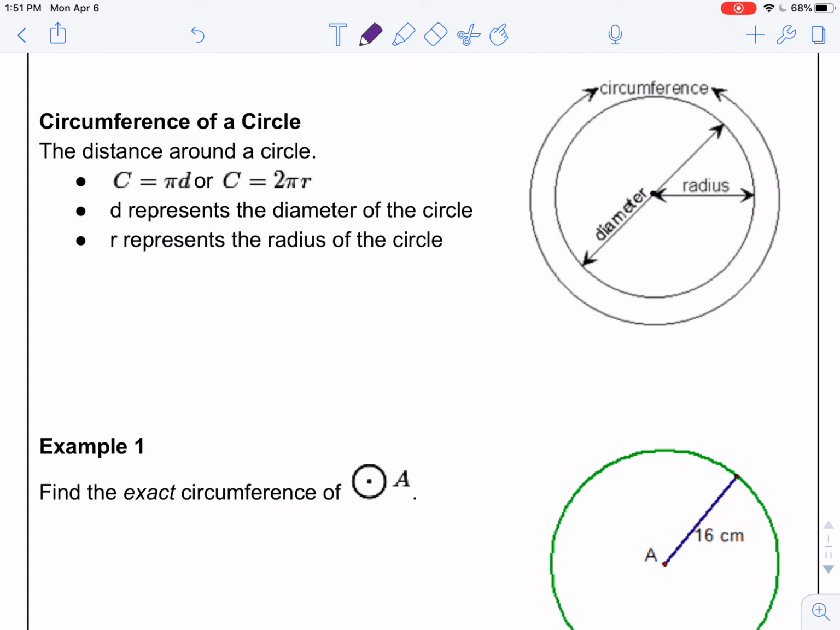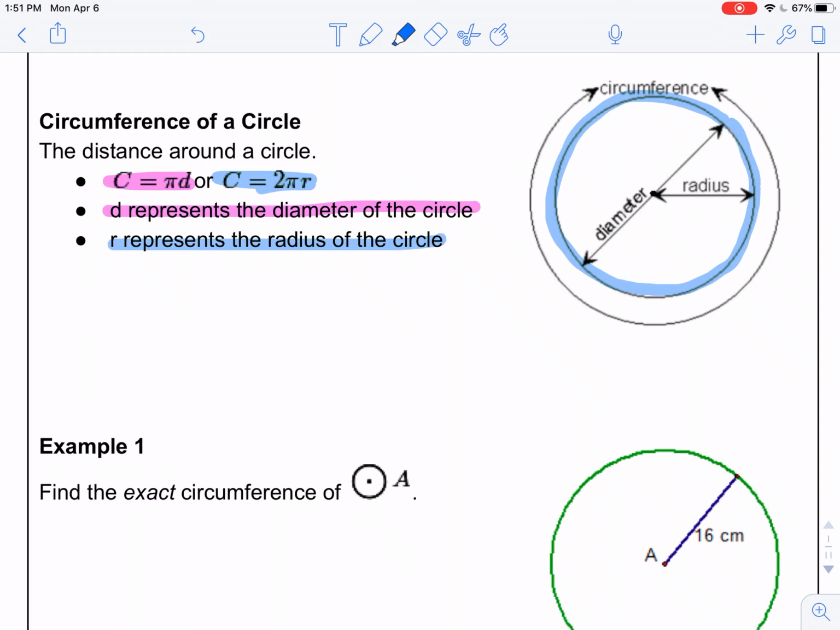So if we're going to talk about the circumference of a circle, there are two different formulas that we might take a look at. C equals pi d, where d represents the diameter. Or the other one that we were working with more often in our last unit, which is C equals 2 pi r, where r represents the radius of the circle. And when we're talking about the circumference, we're talking about if we're walking around the outside edge of the circle, how far are we going?